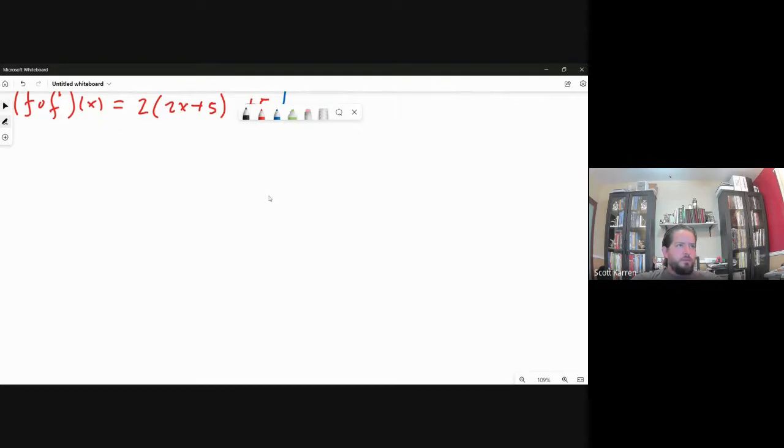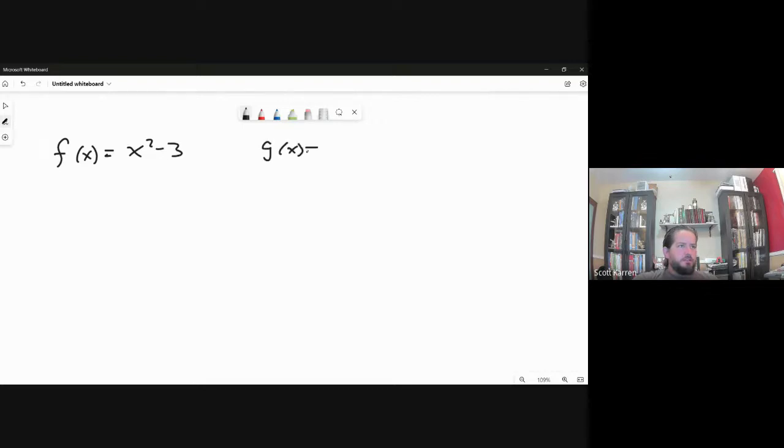Let's suppose now then we have f of x given to us as x squared minus 3. And let's say g of x is given to us as 3x plus 1. Now, let's first find f composed of g of x.